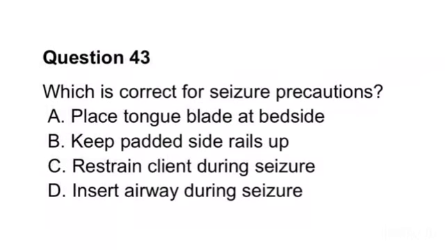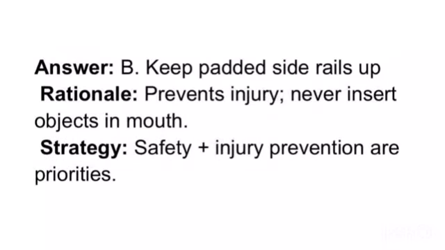Question 43. Which is correct for seizure precautions? A. Place tongue blade at bedside. B. Keep padded side rails up. C. Restrain client during seizure. D. Insert airway during seizure. Answer: B. Keep padded side rails up. Rationale: prevents injury, never insert objects in mouth. Strategy: safety plus injury prevention are priorities.